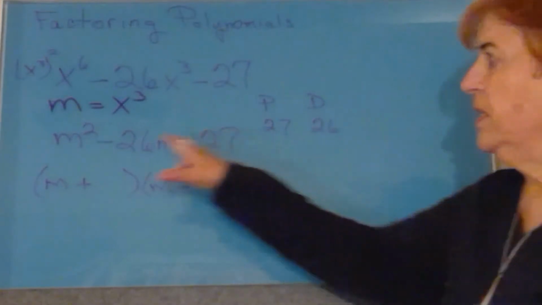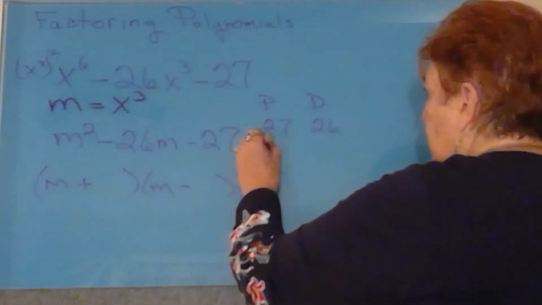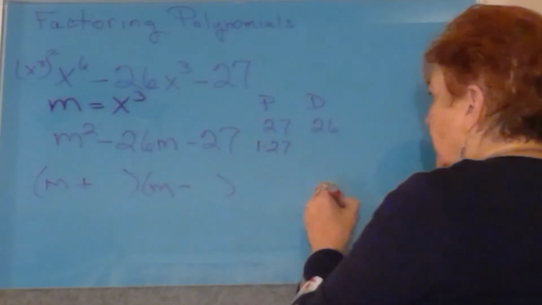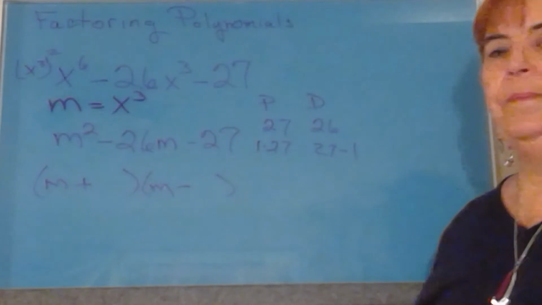Well, how did we get the 27 in the first place? We took 1 times 27. 1 times 27 is 27, and 27 minus 1 gives you 26.